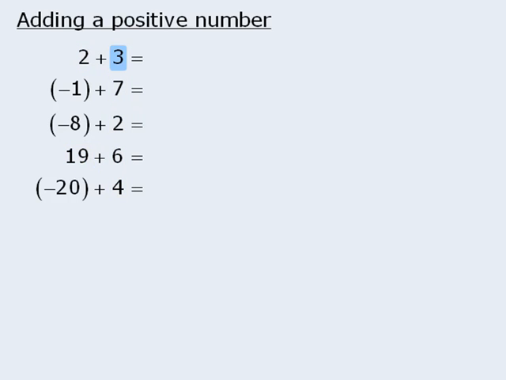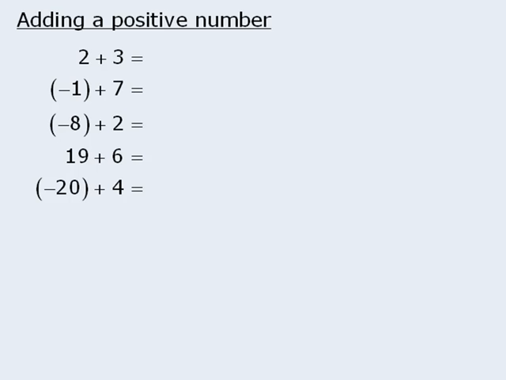So in the first example, we are adding positive 3. In the second example, we are adding positive 7, then positive 2, then positive 6, and then positive 4. Now I should mention that in this lesson, we will use integers to show how positive and negative numbers behave. Just remember that the same rules apply to all signed numbers, that is, integers and non-integers.